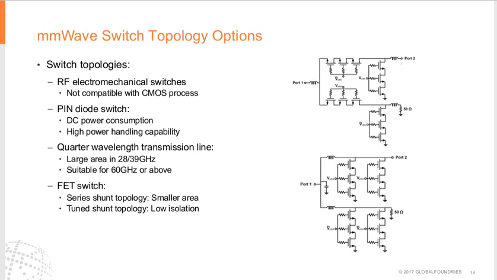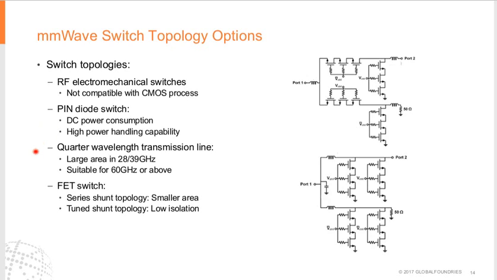So for millimeter wave switch design, there are many different topologies. The first topology is called the RF electromechanical switch. This one is not compatible with CMOS technology, so we will not talk about it here. PN diode. The PN diode is used a lot in millimeter wave design. In some GlobalFoundries processes we do provide that, especially in the bulk technology, because of the high loss of the substrate. So the PN diode is a good option, but it consumes high DC power.